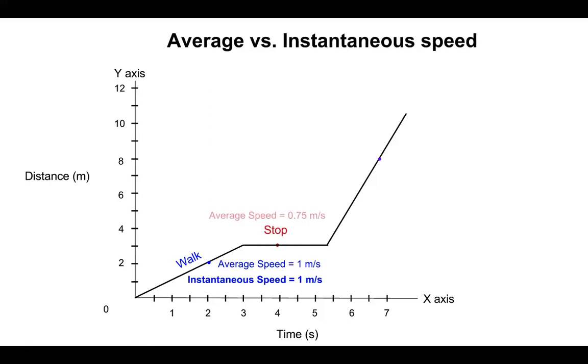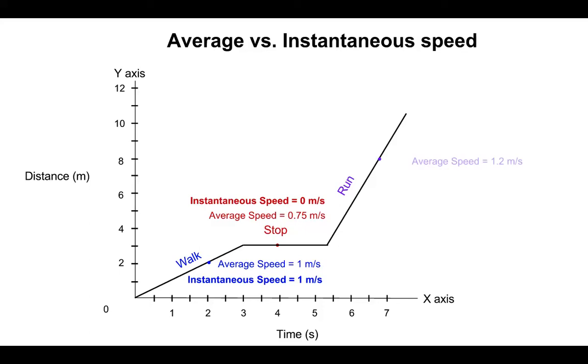If we look at our stop, the average speed is 5 meters per second. The instantaneous speed, we know that that's stopping. It's a horizontal line. We can indicate just by knowing there's no distance gained over that time. It's definitely going 0 meters per second. That now makes sense.